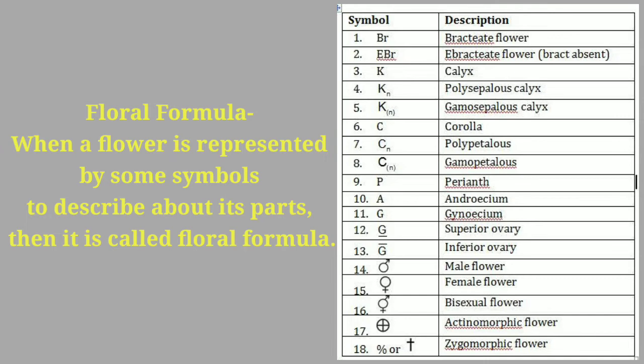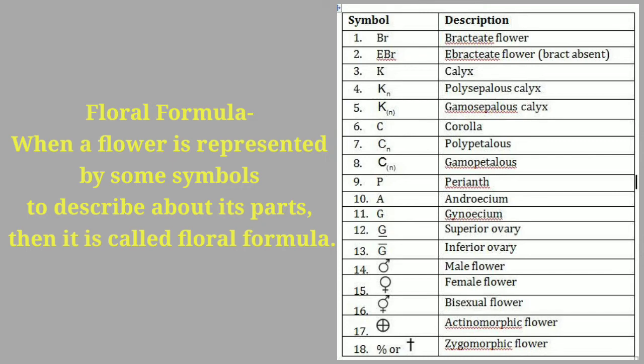Then comes K(n). Again there is the n, with a bracket around it. That means the sepals are united there. And when the sepals are united, it is called a gamosepalous calyx. Similar goes for corolla. Corolla is represented by the letter C. When it is polypetalous, then Cn. When it is gamopetalous, then it is C(n) within a bracket. This bracket sign represents the union or fusion of that floral part.